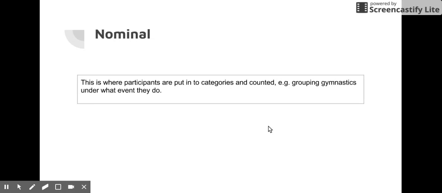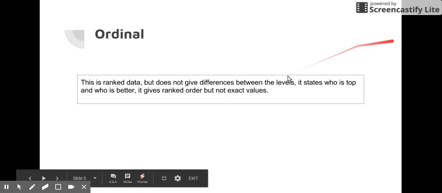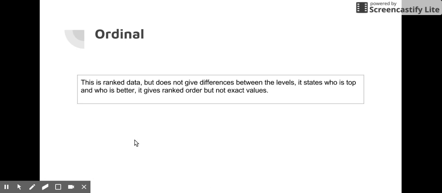That's an example. Ordinal, this is ranked data, but does not give the difference between the levels, and it states who is the top and who is the better, and it gives ranked, ordered, but not exact values. So we could have the winners, the first, second, third, fourth, fifth of floor work event for gymnastics. So we could have Hannah's first and Sam's fifth.